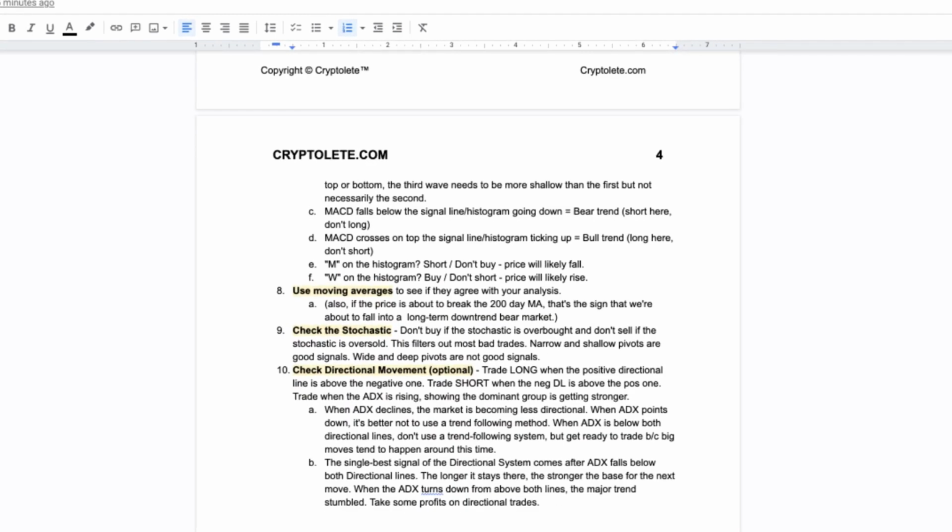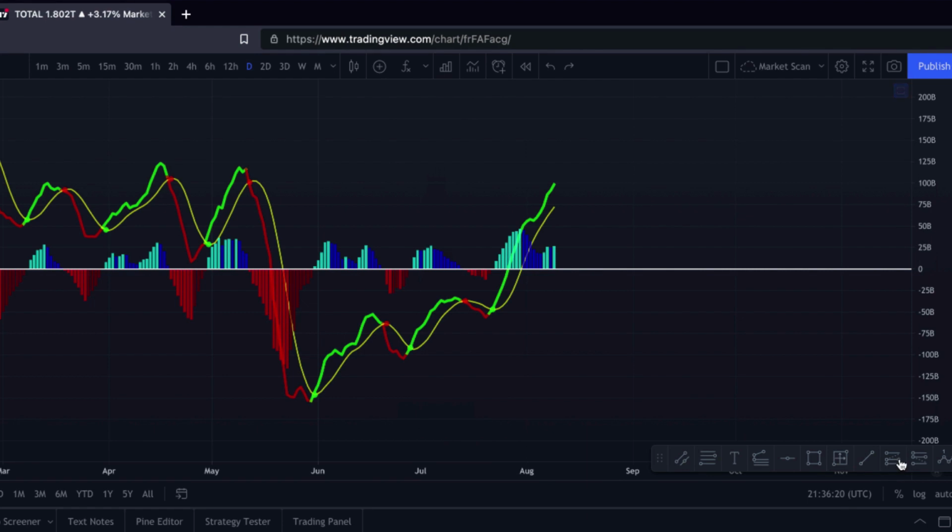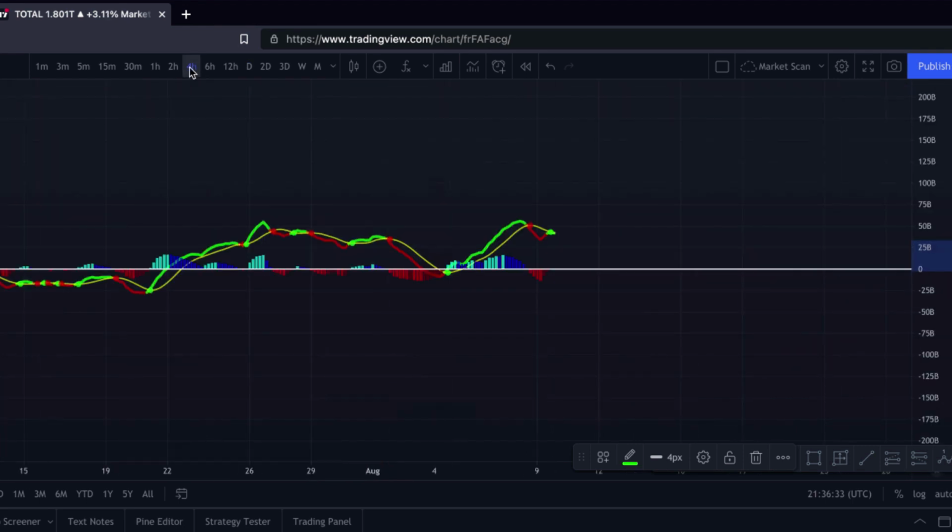What that means is this right here. So boom, this is an M, and you could see that the price ended up falling after that, or the histogram ended up going down after that. Is there a W? Not on the daily that I could see, but here's a W right here on the 4-hour chart. So here's a W, and what do you know? Price went up after that. So that is the W, and that's the M.